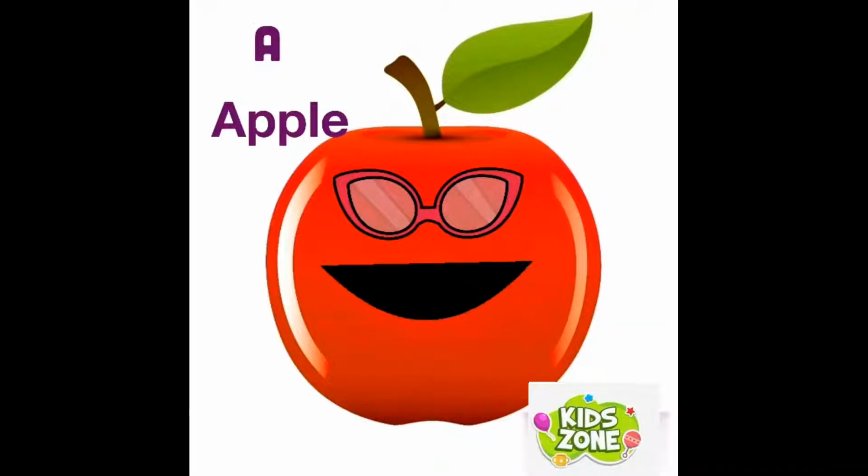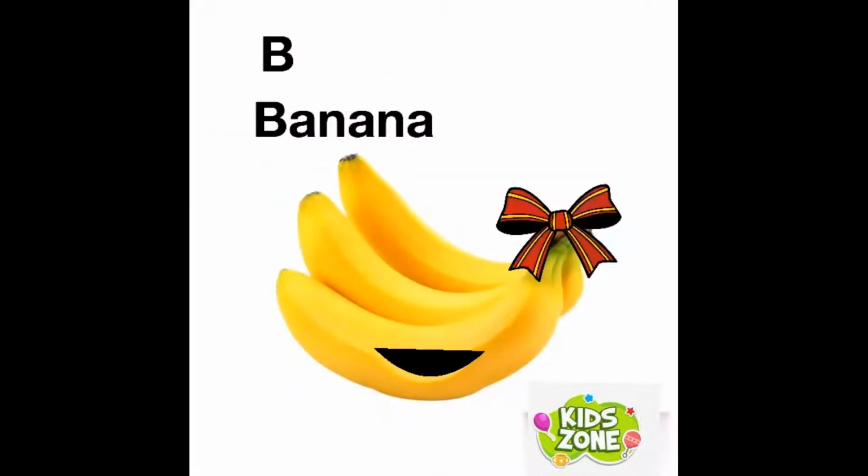A for apple. A for apple means safarjan, means seb. I love apple. B for banana. B for banana means kela. I love kela. I love banana.